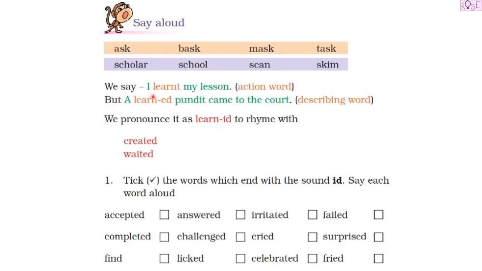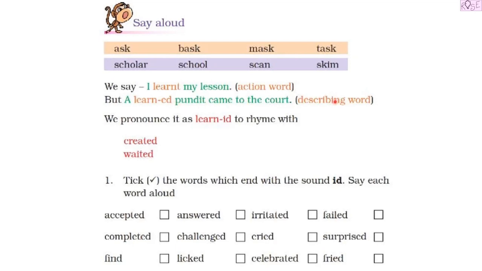We say, I learnt my lesson, but a learned Pandit came to the court. When we say learnt my lesson, it's an action word. It is the past tense of the word learn. It's an action that has already taken place. It's a verb. But learned, in a learned Pandit, is pronounced differently. It's not learnt, it's learned.